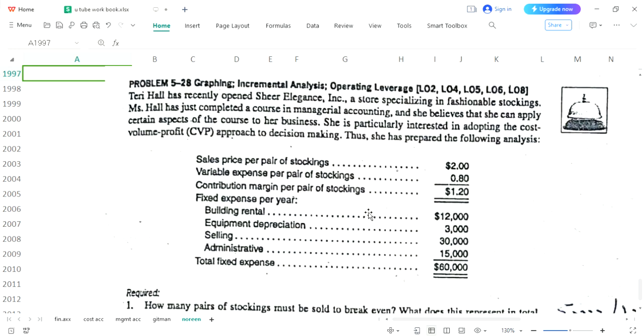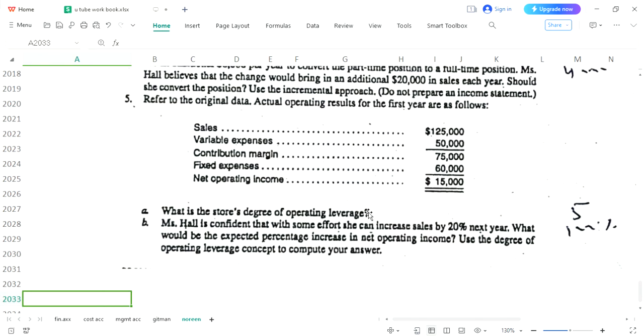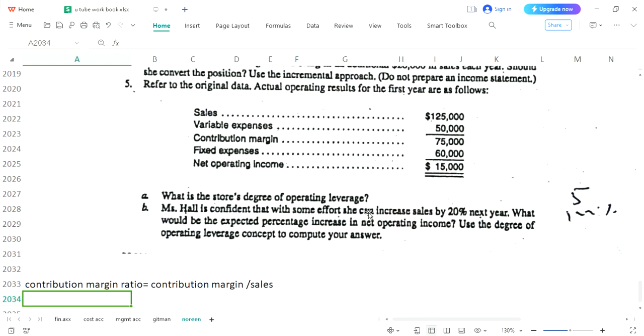Actually, there are several things which you have understood even before starting this question. I would like to repeat a few of them. First of all, you should have in your mind the contribution margin ratio. This is very important. How do you calculate it? It would be contribution margin divided by sales. So here is your formula. Kindly keep it and understand.